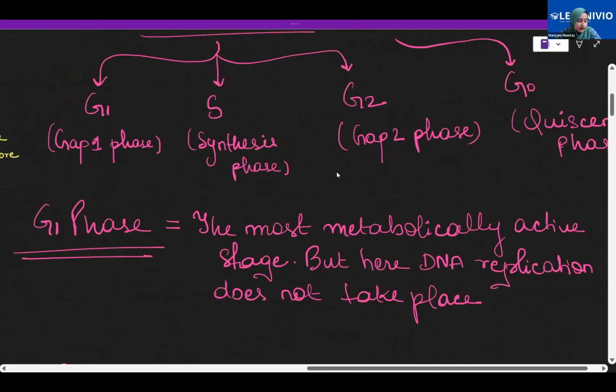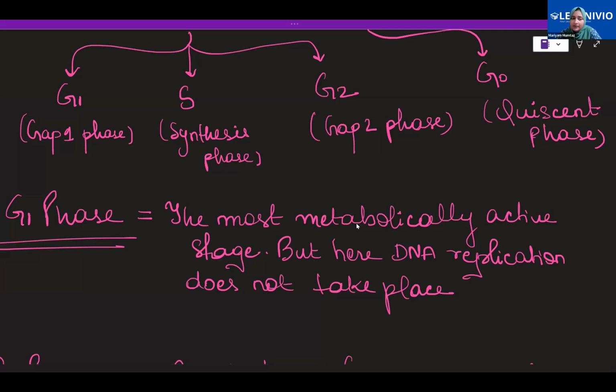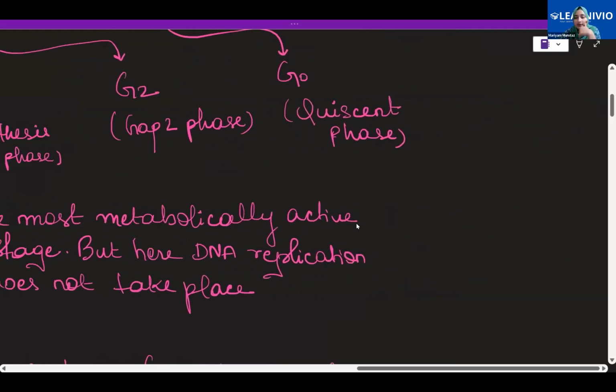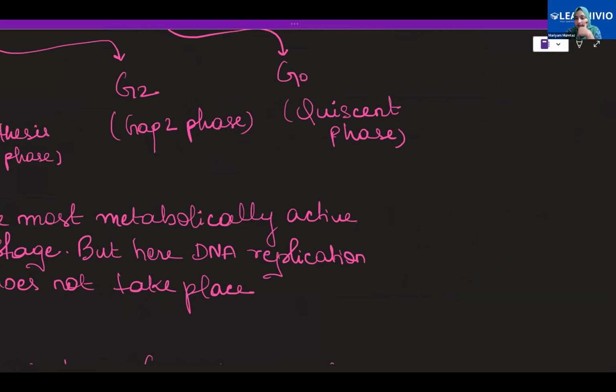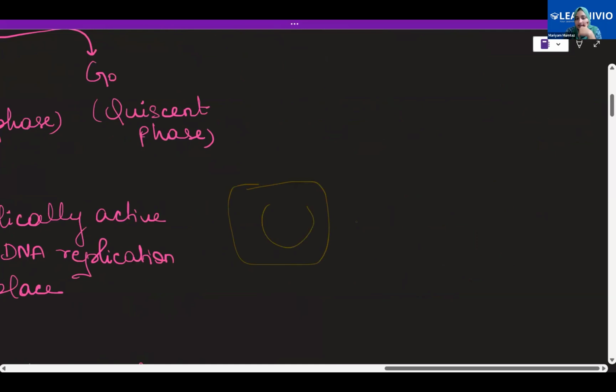So when we talk about the G1 phase, now this is the phase wherein the cell is going to become extremely active in terms of metabolism. But remember, this is the part wherein the cell is preparing itself for the division. But here, DNA replication doesn't take place. Imagine students, for example, this is a cell. Okay. Now this cell has a nucleus inside of which we have the DNA present.